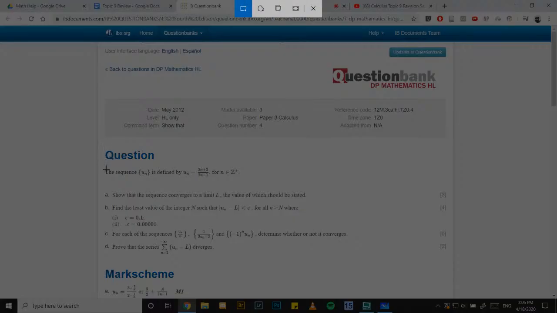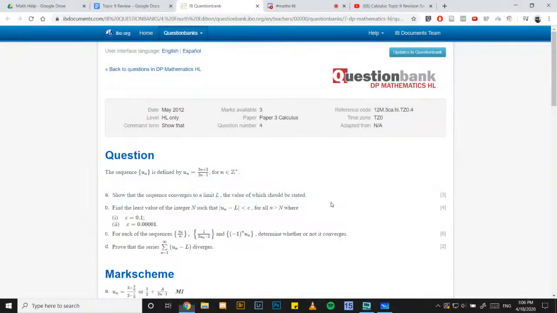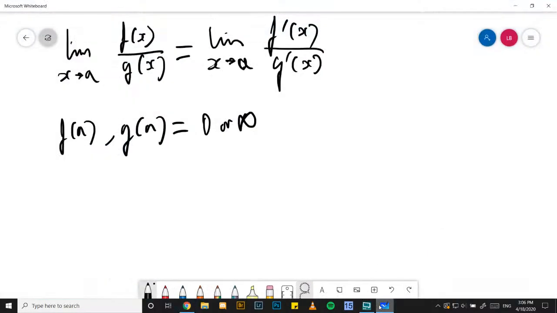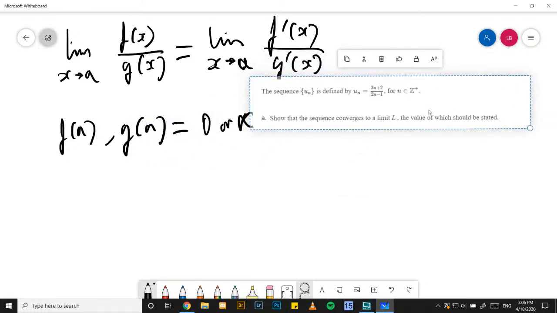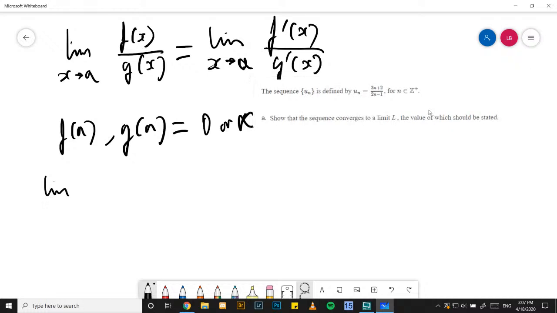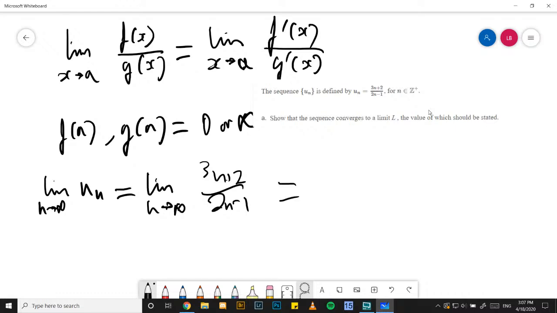Just this question here, using this rule, you have a sequence u_n. We need to show that the sequence converges, where the sequence is given by 3n plus 2 over 2n minus 1. These are functions of n. So you want to find the limit as n approaches infinity of u_n, which is the same as the limit as n approaches infinity of 3n plus 2 over 2n minus 1.